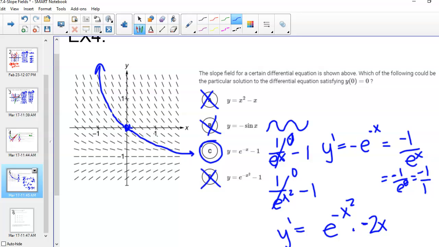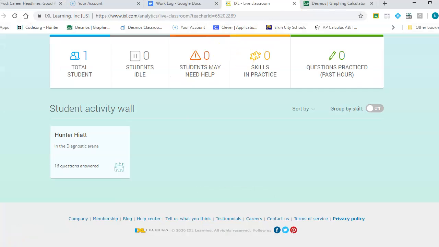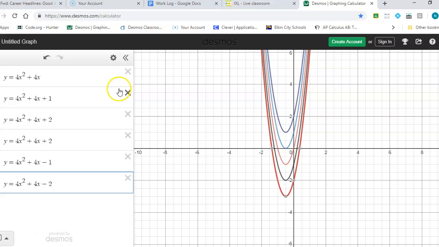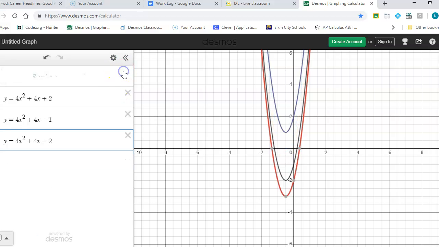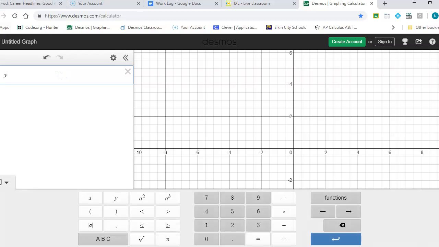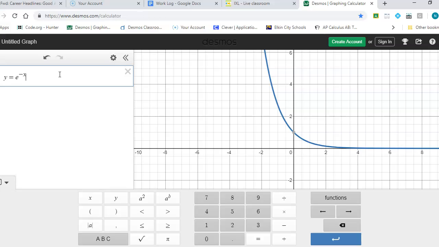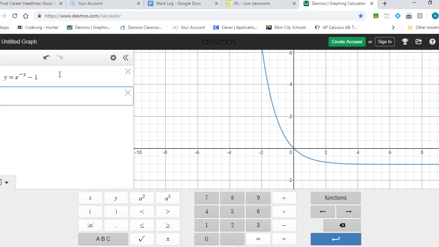One thing that you can do here to help you, now these are technically calculator inactive, but something that you can do to help you a little bit if you're getting stuck, if you go to Desmos, and let's clear these out, and if you graph your answers, y equals e to the negative x minus 1, you see that graph fits really nicely with what you see on the picture of the slope field.